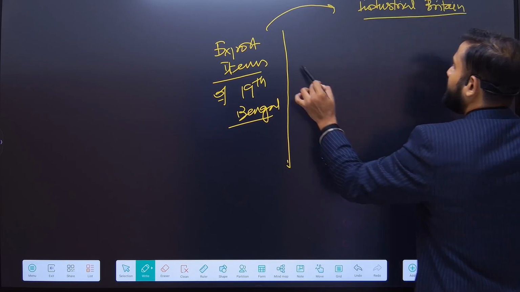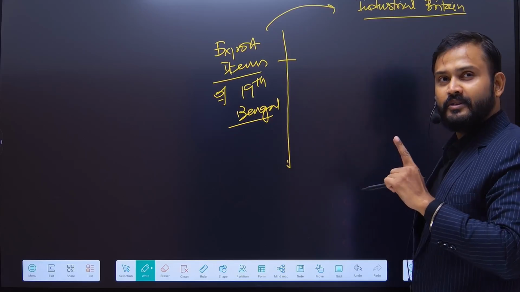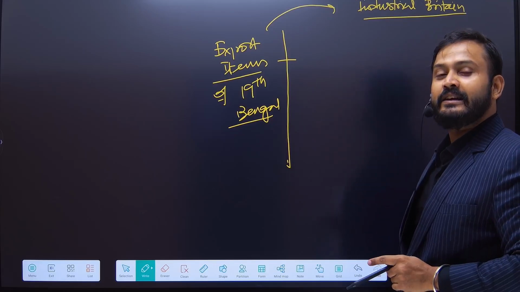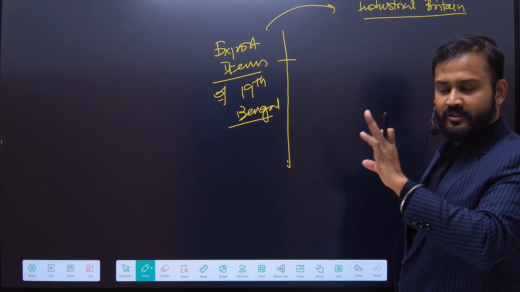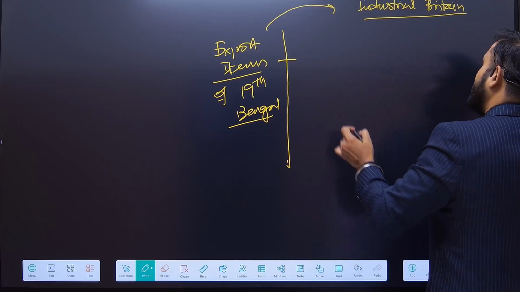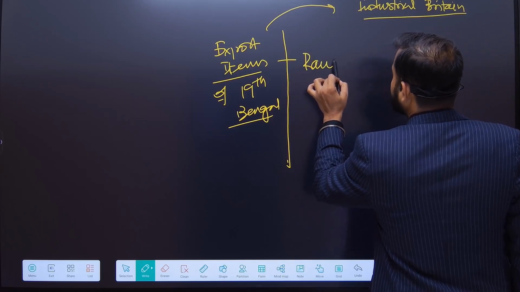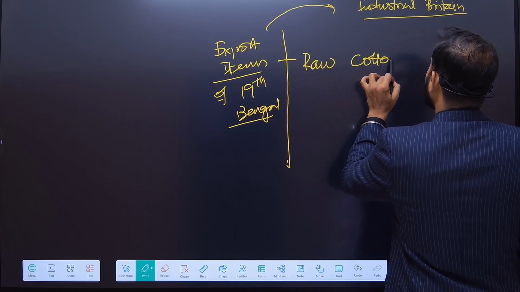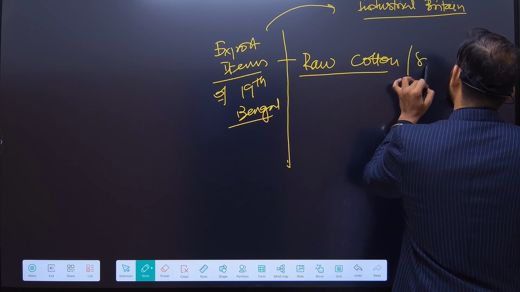What will the export items be? India will no longer be a supplier of finished goods. They will become a supplier of raw materials. I'll write here raw cotton and silk.